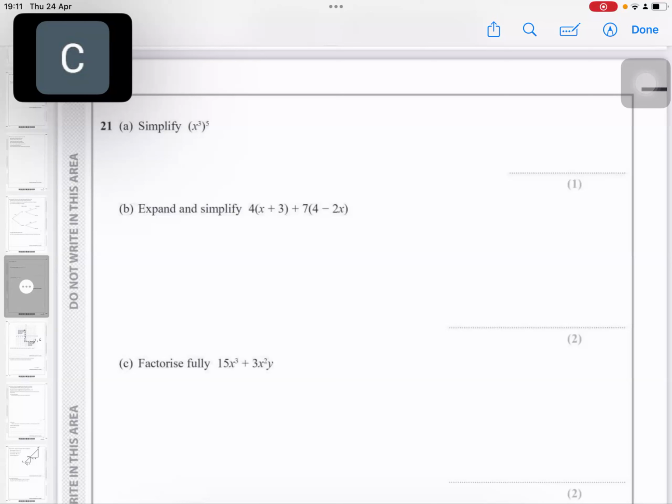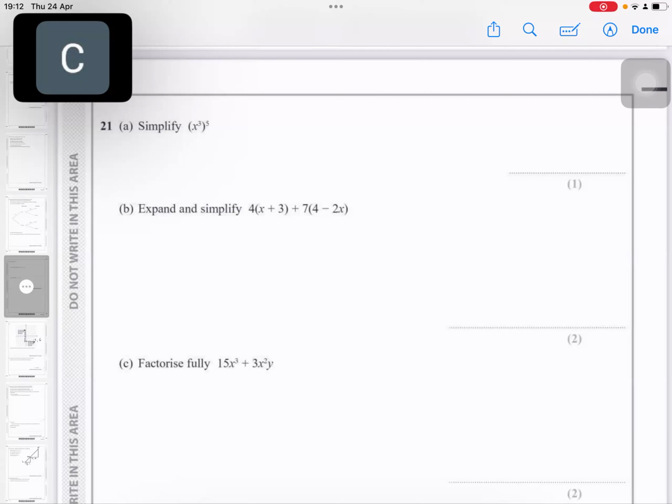30. Is that 40? 40. Okay, so the final answer would be 40 minus 10x, right? Yes. Okay. Wait, minus 10. Yes, minus 10x. Okay. So let's move on.